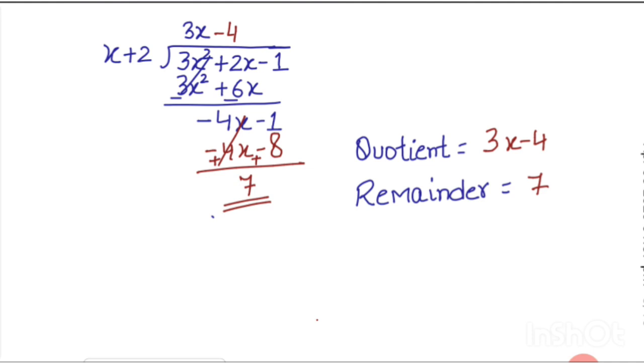Now this division process continues till the remainder becomes 0 or the degree of the new dividend is less than the degree of divisor. Here the new dividend 7 has degree 0 and the degree of divisor is 1. So since the degree of this dividend is less than the divisor, division stops here and this is our remainder.